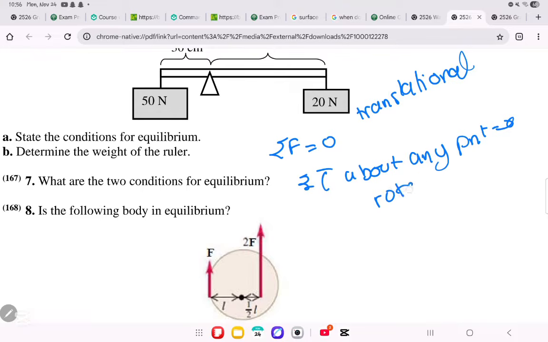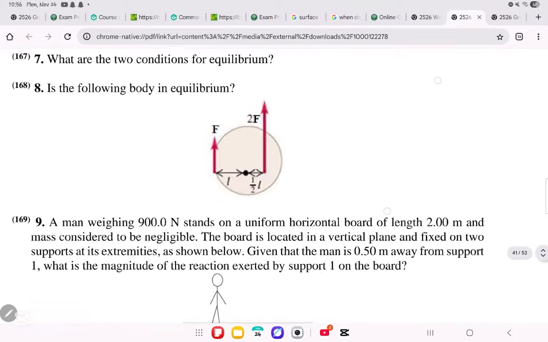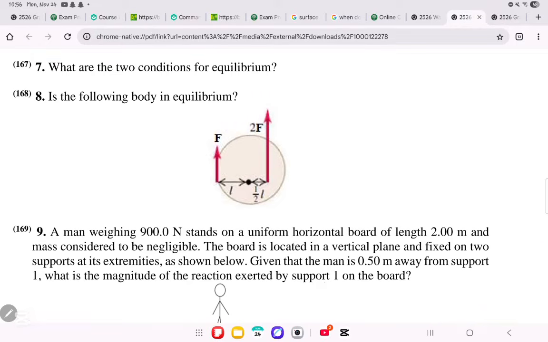This is rotational equilibrium. We move on to question number 8. What does it say? It says, is the following body in equilibrium? How do we check that? First thing, we need to check if it is in translational equilibrium or in rotational equilibrium.